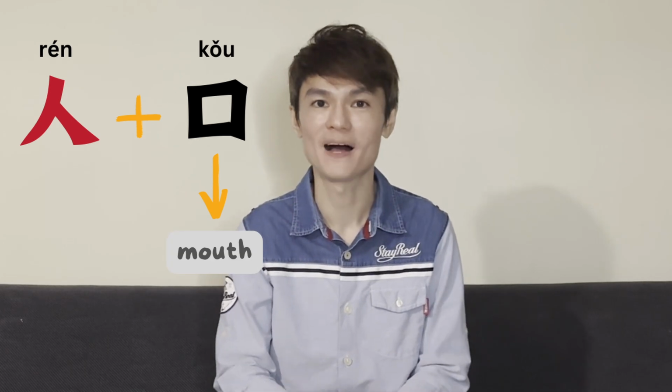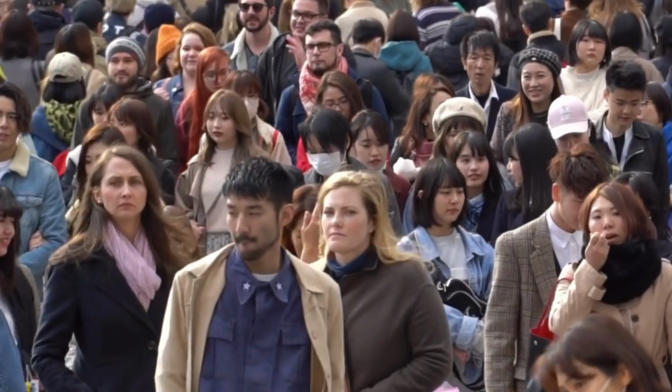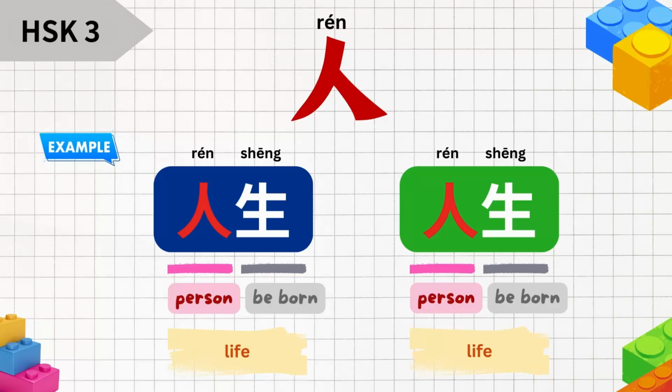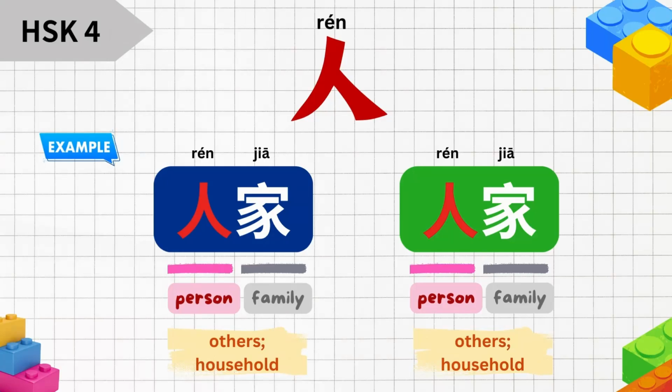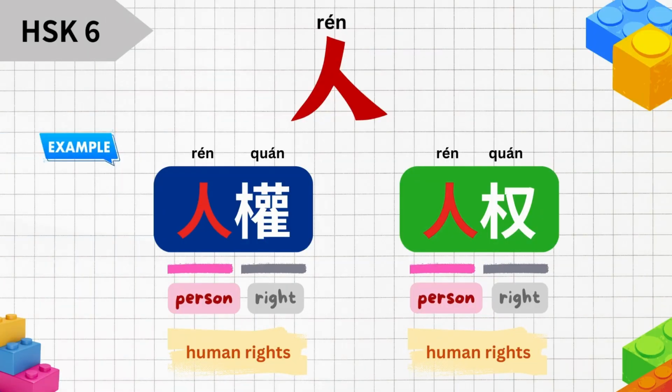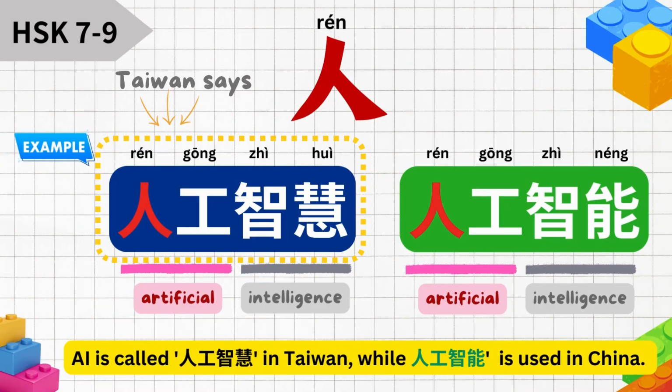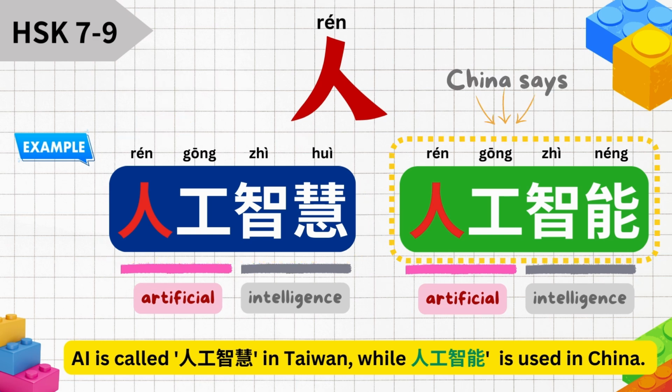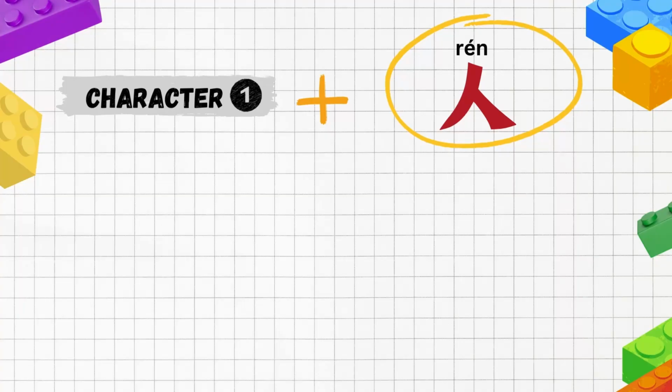This does make sense because 口 represents the number of mouths to feed, relating to the idea of a group of people. Here are some more examples of words starting with 人: 人生, 人家, 人力, 人权, 人工智慧, 人工智能.